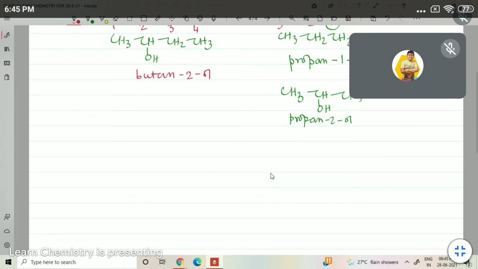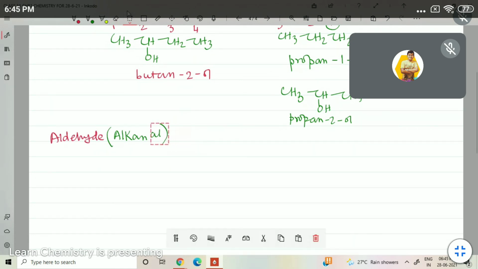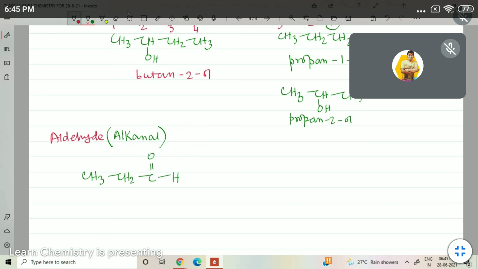We'll move towards aldehyde. Alkan, N, al. Okay, forget about the N. Just write alkanal. Very easy. So let's have an example. CH3, CH2, CHO. Now in this case, the numbering will start from this aldehyde carbon only, nothing else.